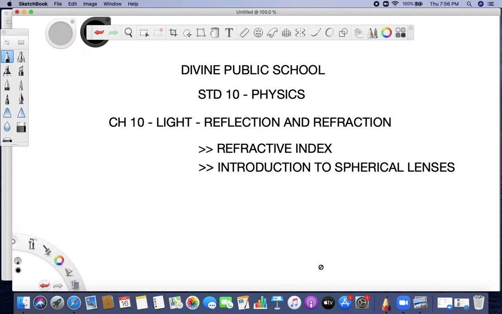We are learning chapter 10, light, reflection and refraction. Yesterday we learned about refraction through a rectangular glass slab, and there are two laws of refraction we learned. The first law was that the incident ray, the refracted ray and the normal at the point of incidence all lie in the same plane.